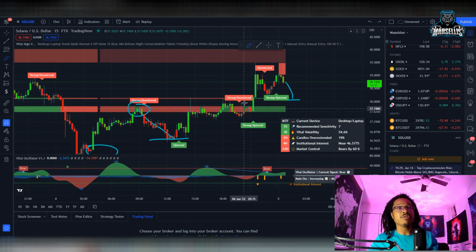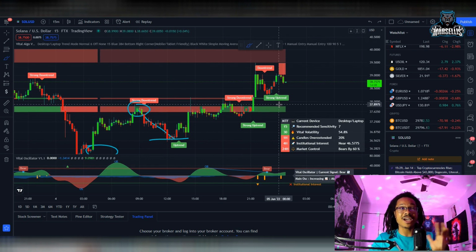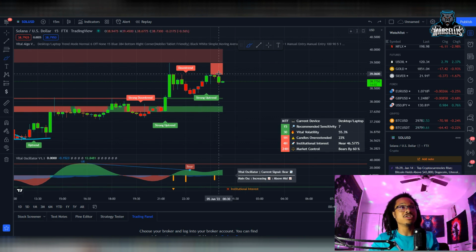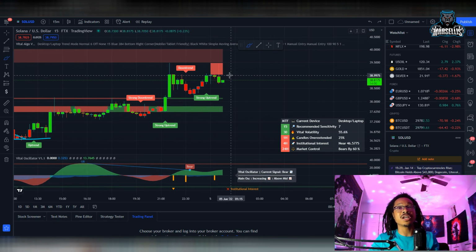Now, after that, we definitely got to pay attention to what happens after that, because we'll probably try to break this and retest this resistance that we're getting rejected at. So right now we're getting rejected at $39.